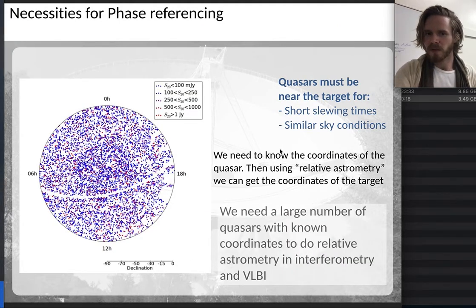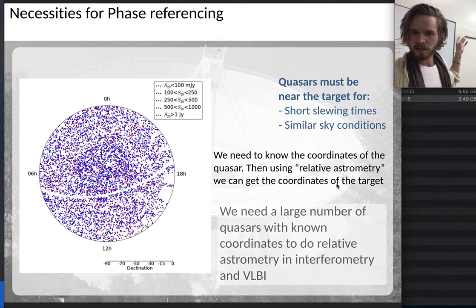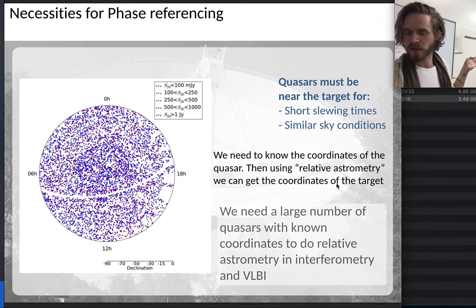The other requirement that we have for getting the coordinates of our target is that the quasar that we're using as a phase reference has to have known coordinates, right? So let's say now you want to look at some maser in the sky because it's cool for some reason, and you want to know its coordinates, you want to do phase referencing and relative astrometry, you better hope that there's a quasar nearby to your target, right? Otherwise, you won't be able to do phase referencing.